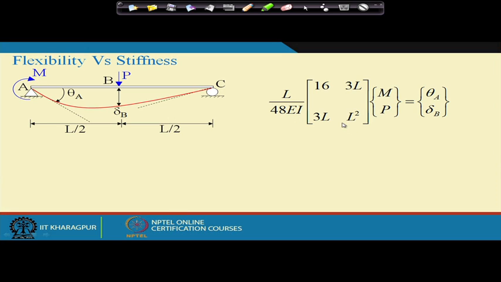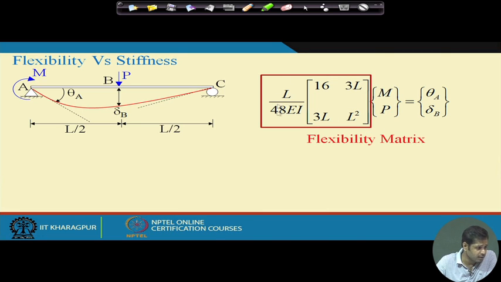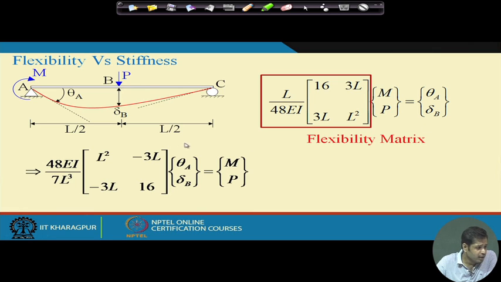Now, if we invert this relation, where force displacement is equal to this flexibility matrix into force, what we get is that the inverse of this matrix is this. So now we will get force equal to something into deflection.